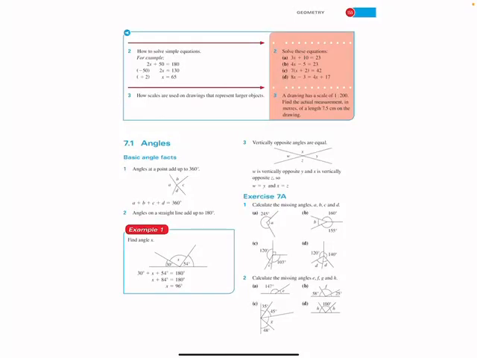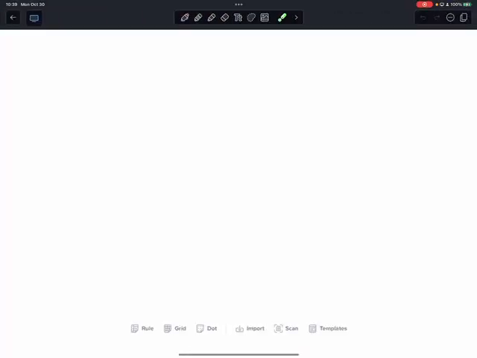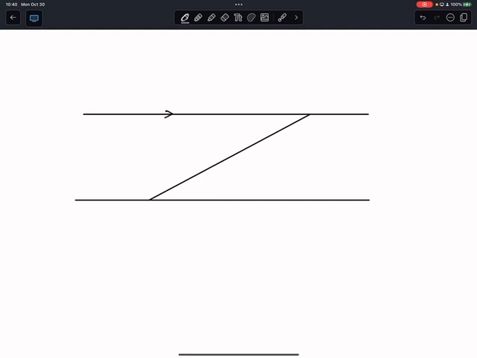Yes, chapter 7. Do you already know angles? So, if I do this, and I say these two lines are parallel of each other, this angle is 30 degrees, and I say find the angle of x. What would you say the angle of x is?